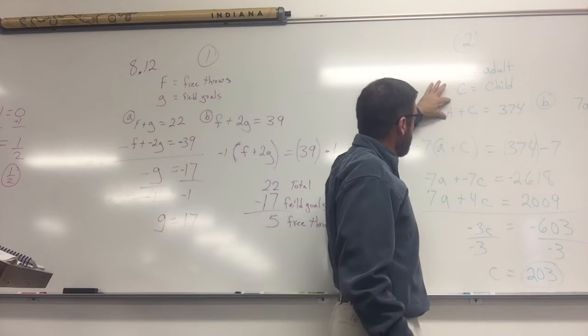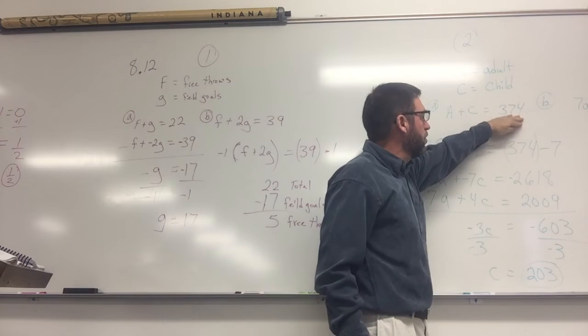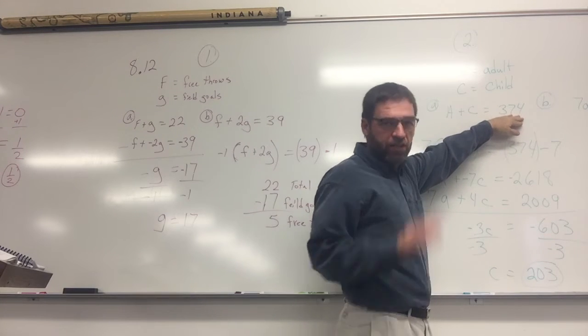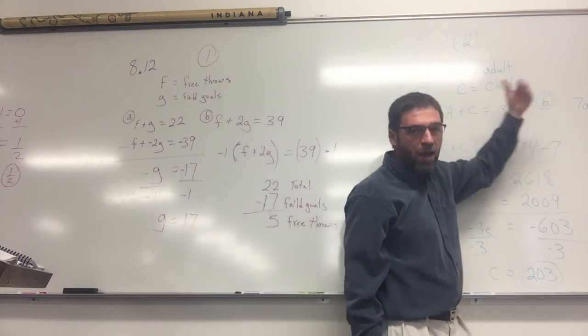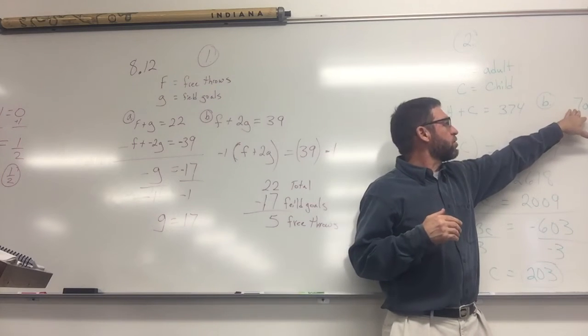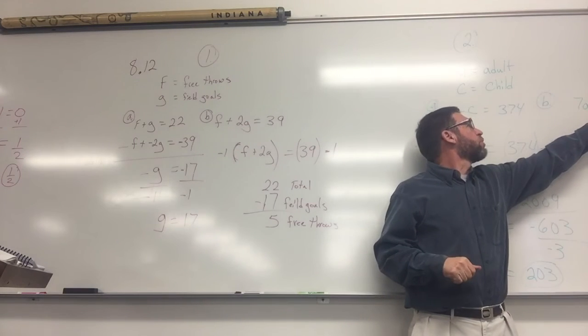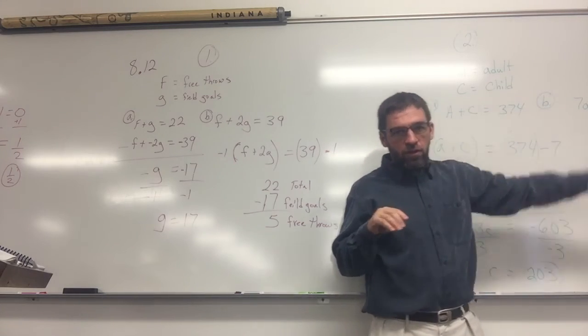So you got A, adult tickets, plus C, children's tickets, equal 374. That's your first equation. Go to the second equation and then equate into that the value of the ticket. So the adults were $7 and the children were $4.